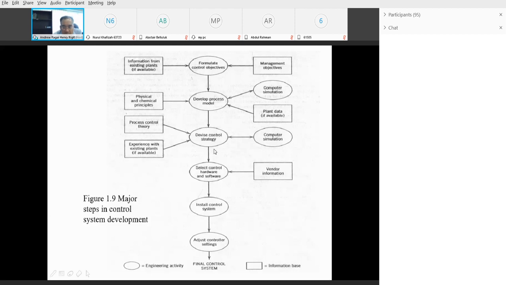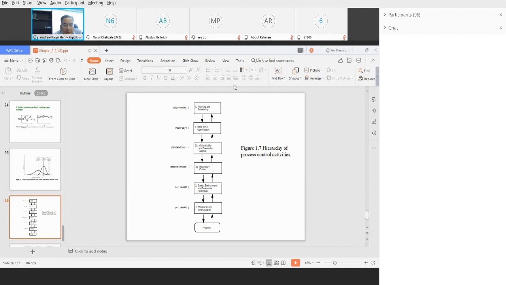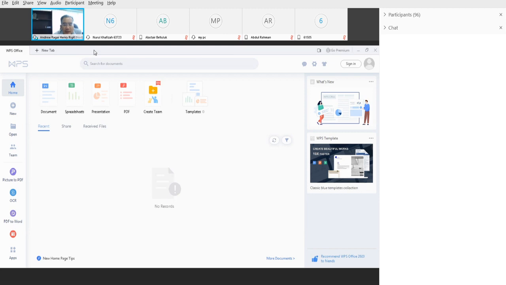And we also learn from our experience with existing plants if available, and it can also be done together with computer simulations. And with that, we can next select control hardware and software, together with some information from the vendor or the supplier of the hardware, the equipment, or the software, for the control systems as well as for the simulations. And from there, we can install the control system, and we can also adjust the controller settings accordingly. And finally, we have the final control system. So that is what we covered last week.